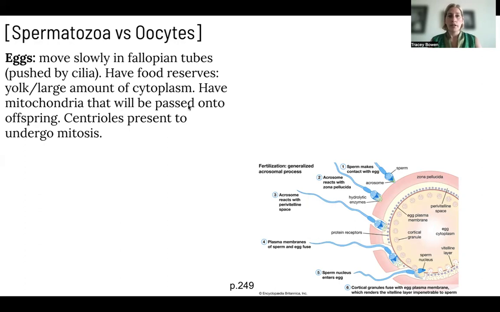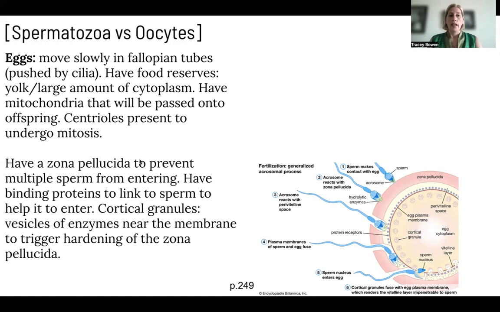They have mitochondria that will be passed on to the offspring, and there are centrioles present that will allow them to undergo mitosis. They have a zona pellucida that's going to prevent extra sperm from entering, and that zona pellucida is going to be triggered by the cortical granules, which contain enzymes to harden. So the zona pellucida will harden, preventing polyspermy.